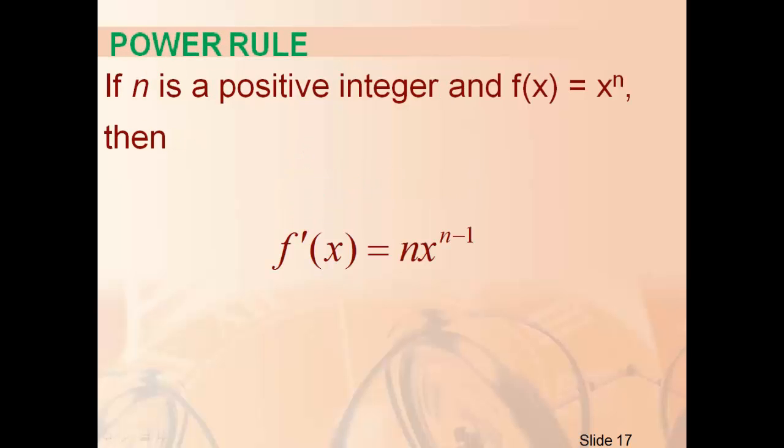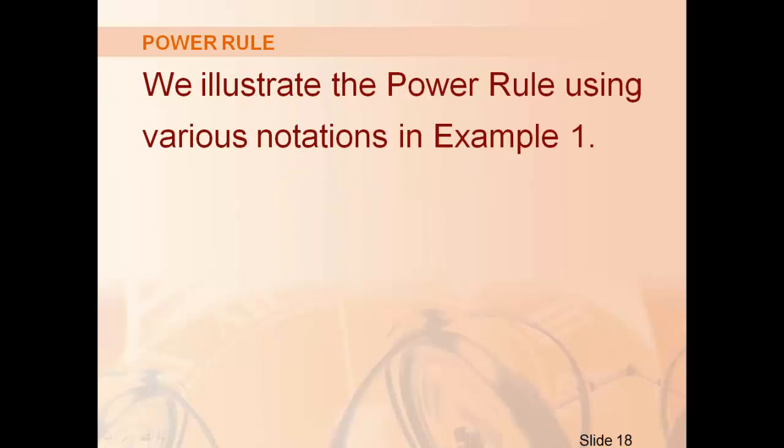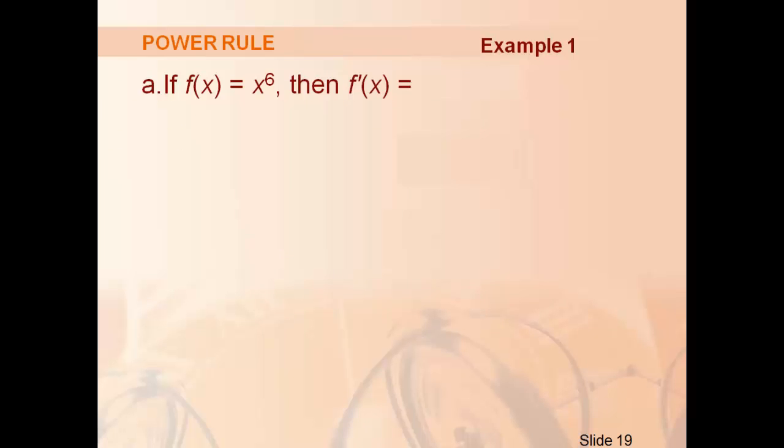If n is a positive integer and f of x equals x to the n, then in prime notation it looks like this. And the other slide was simply the Leibniz notation version of the power rule. We illustrate the power rule using various notations in example 1. So if f of x equals x to the 6th, then using prime notation, our derivative would be 6x to the 5th.